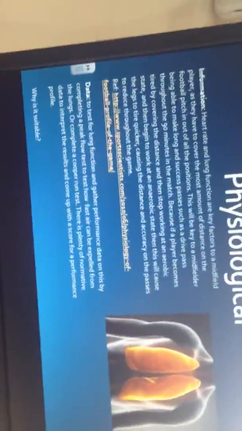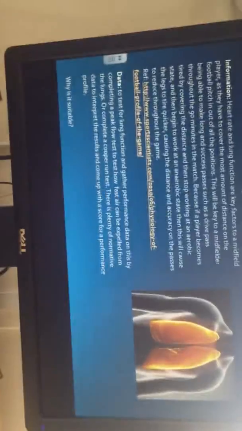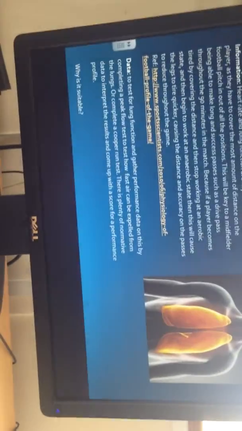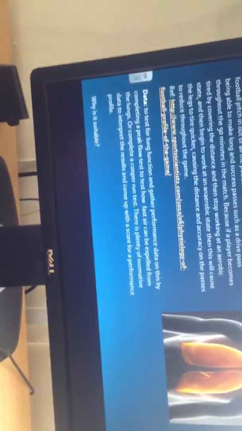Basically with physiological, you're looking at your heart rate and your lung function. So you're looking at the capacity of which your heart can pump blood around the body, and how your lungs function to release air and bring it back in, to oxygenise the blood, and then the heart pumps it round to deliver that to the muscles. I think this is a key factor for a midfield player. On this website, it shows that a midfield player covers the most distance of any other position on the pitch.